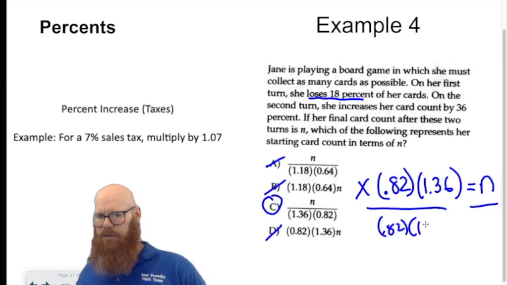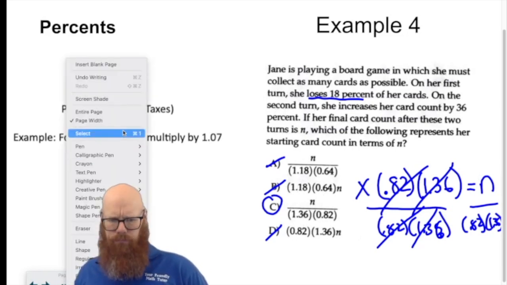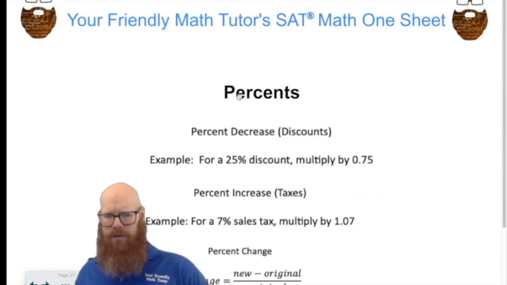0.82 times 1.36. Whoops. So the first part of this problem is just recognizing that we are using 0.82 and 1.36. That'll at least get us down to C and D. Then we have to realize that if we needed it in terms of the initial amount, then we would have been multiplying. But since we were given the final amount and we had to work backwards to find the initial amount, we're dividing by the decimals. All right. So that wraps up our percents.